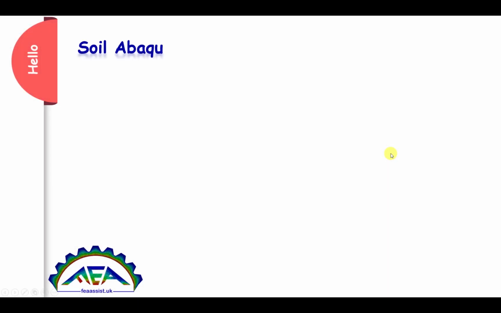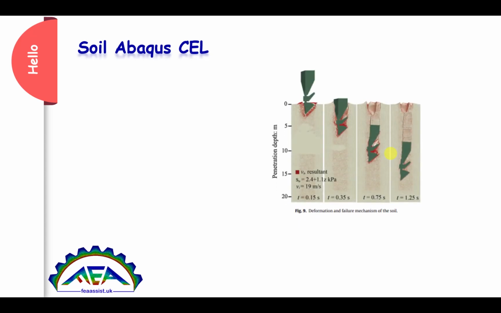Hello Abaqus users. In this video we are going to talk about soil simulations in Abaqus CEL model. We have large deformation in the soil and we are going to study the deformation in the soil by some applied loads. CEL is the coupled Eulerian Lagrangian method, in which we have Eulerian parts and Lagrangian parts to simulate the soil mechanics. To understand how to do that, stay with us.